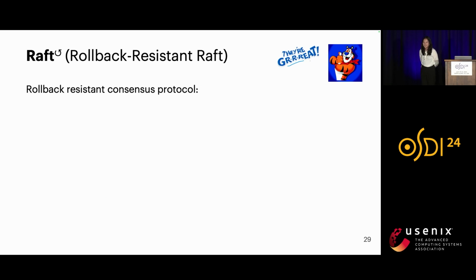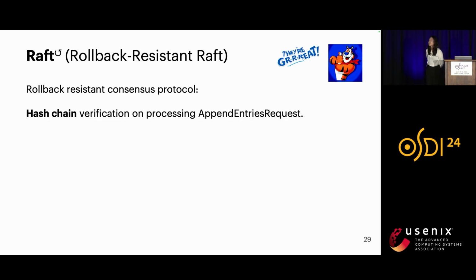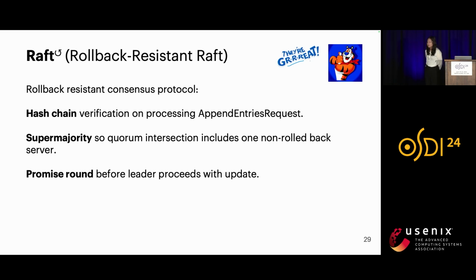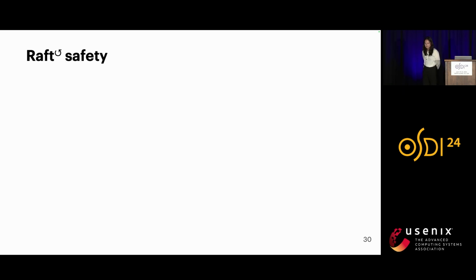So we modify Raft and we introduce a rollback resistant Raft. And it's a rollback resistant consensus protocol with 3 changes. The first one is hash chain verification whenever we process new log entries. The second one is a supermajority so that the quorum intersection will include 1 non-rolled back server. And then the final change is a promise round before the leader proceeds with an update.